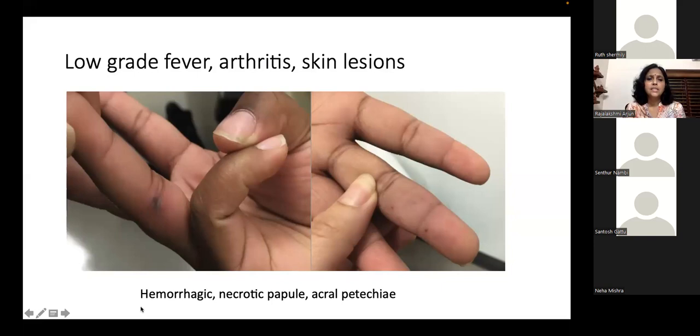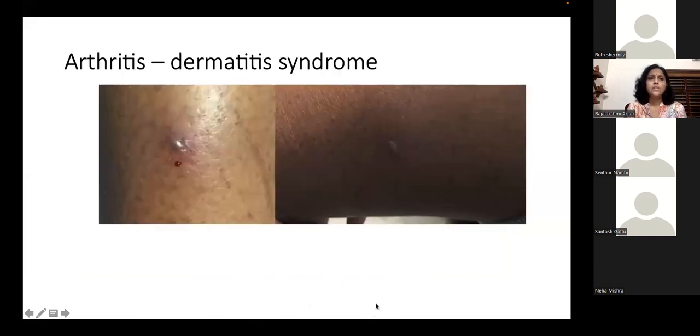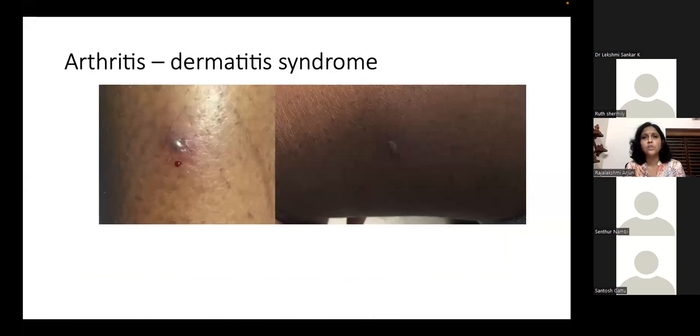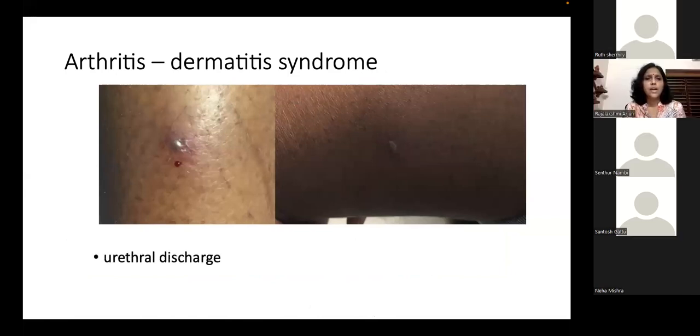And these skin lesions are hemorrhagic, necrotic papules, and also noted to have acral petechiae. So what is this syndrome? It is an arthritis-dermatitis syndrome. We also noted multiple pustules. And on checking his history, there was a history of urethral discharge.